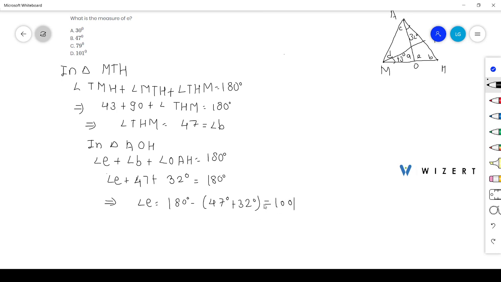101 degree. So the measure of angle E is 101 degree. Hence angle E equals 101 degree. So from the available options we have option D as 101 degree.